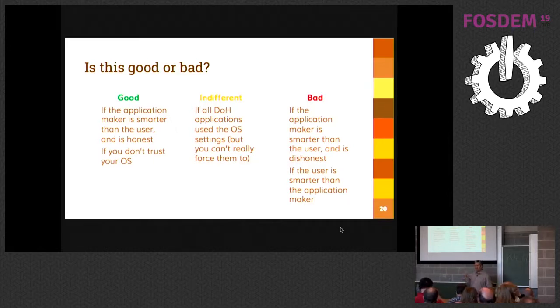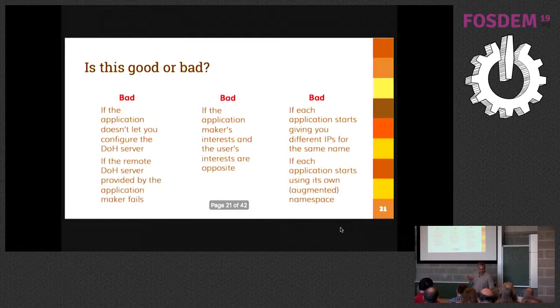And also, if you're a user that likes to have a choice, then this is bad because it's much harder for you to configure your DNS, in 50 different applications, one by one. And so it's bad if the application doesn't give you control over the DoH server. It's bad if the remote server fails, because then your wide area network connection doesn't work, and it cannot connect to your DNS anymore, and the application stops working. Or in case of disasters, there's a number of situations in which having a local server is actually what makes it work. And in the end, there's even worse scenarios.